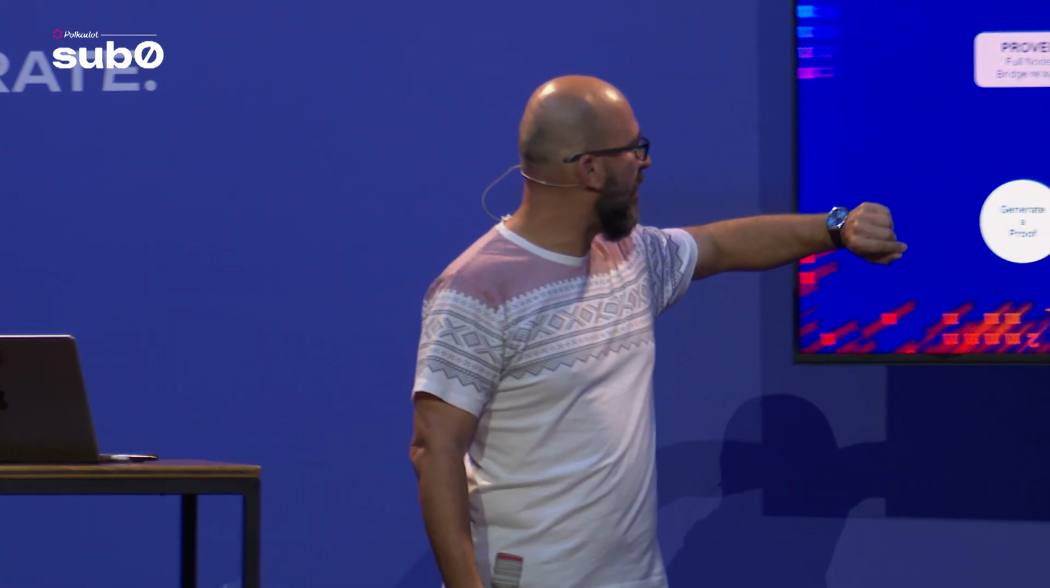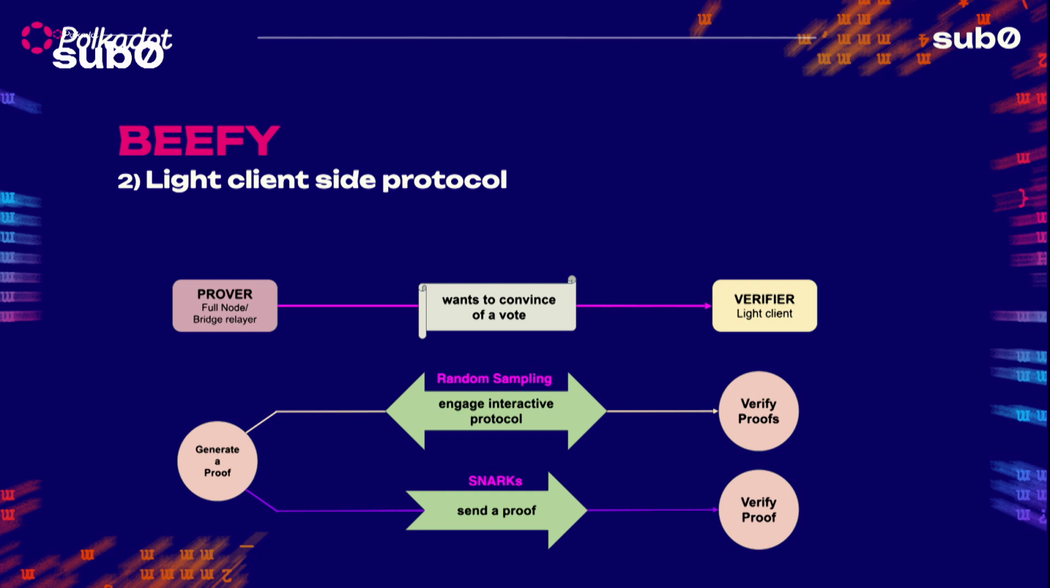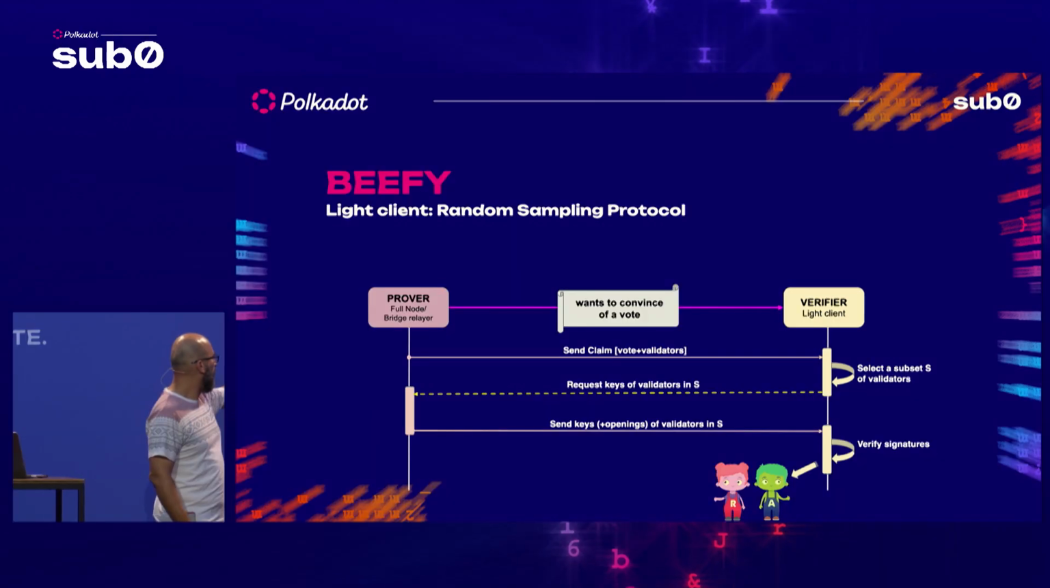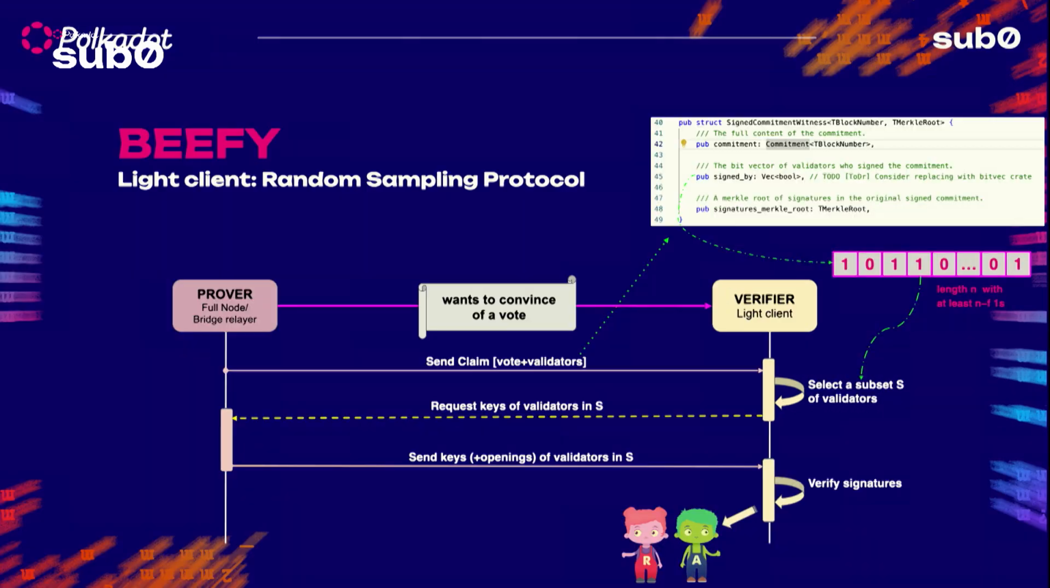I'm going to talk a little bit about this first approach, and then my colleague Syed is going to keep with the SNARK part. So what's happening here? You have the prover that sends a claim to the verifier. This claim doesn't have the signatures or all the keys of the validators. The most important thing that you have here is a bit vector that shows which are the validators that signed that vote, that they voted for that.